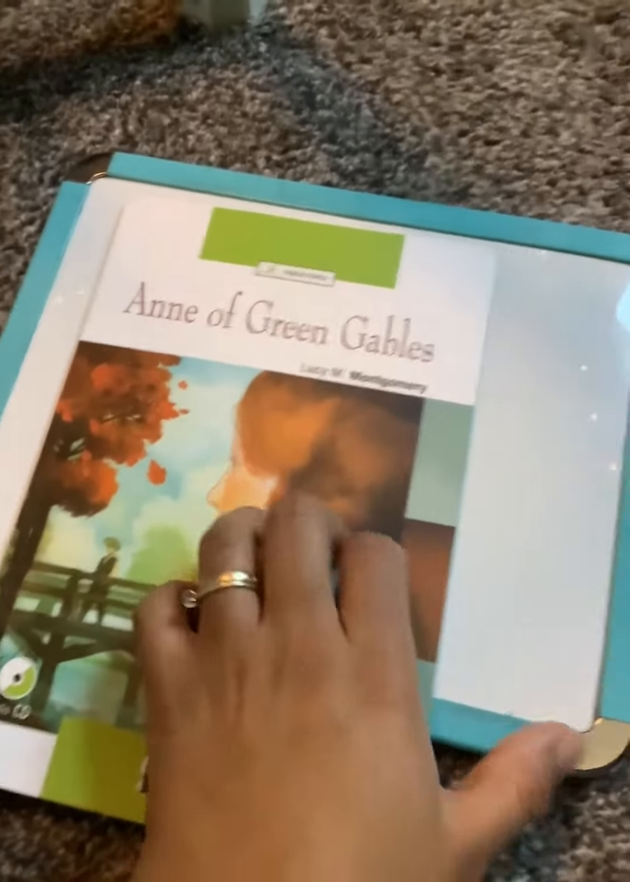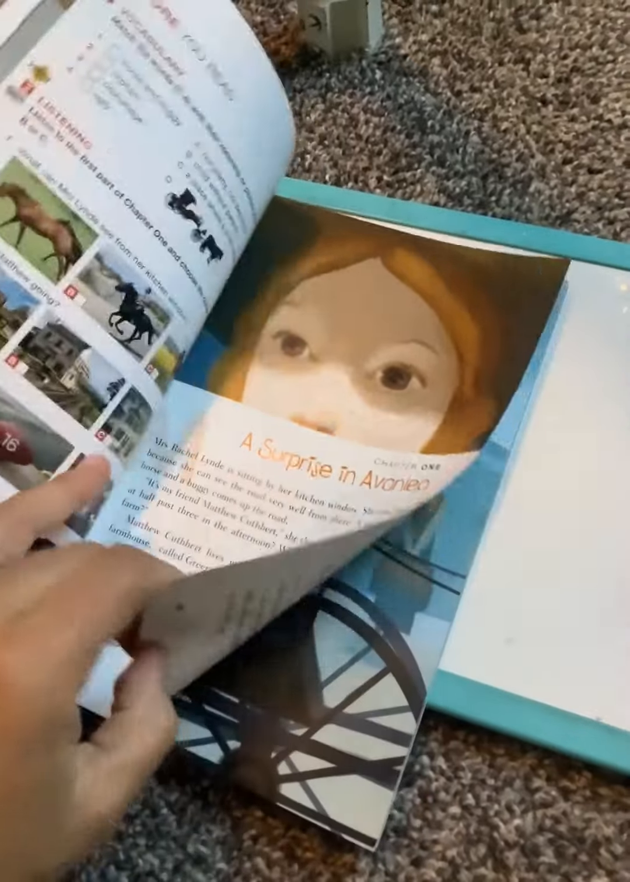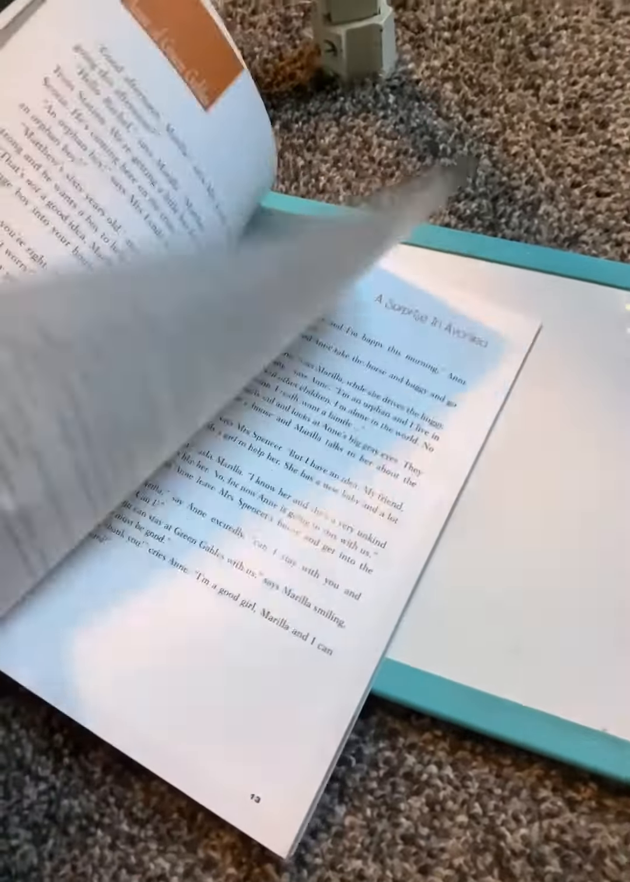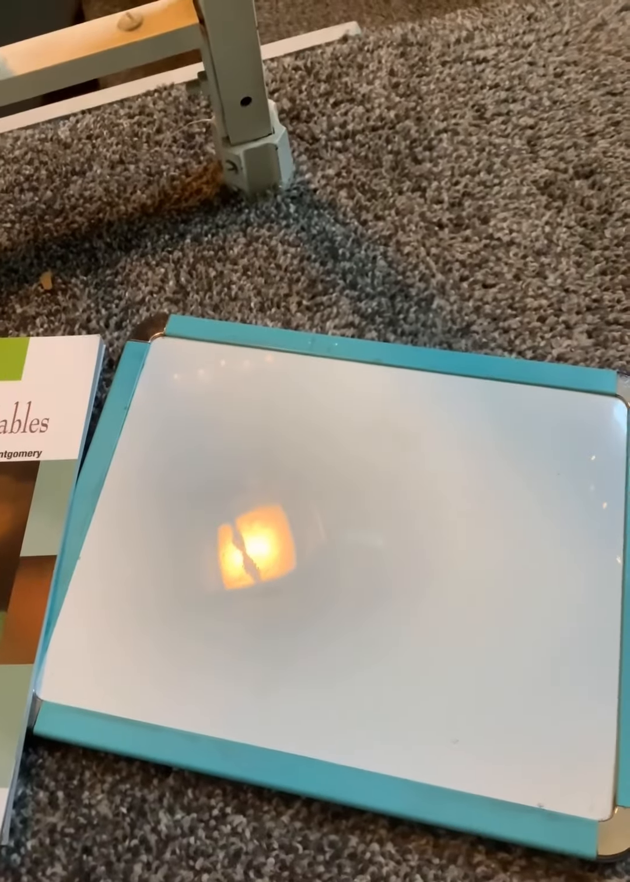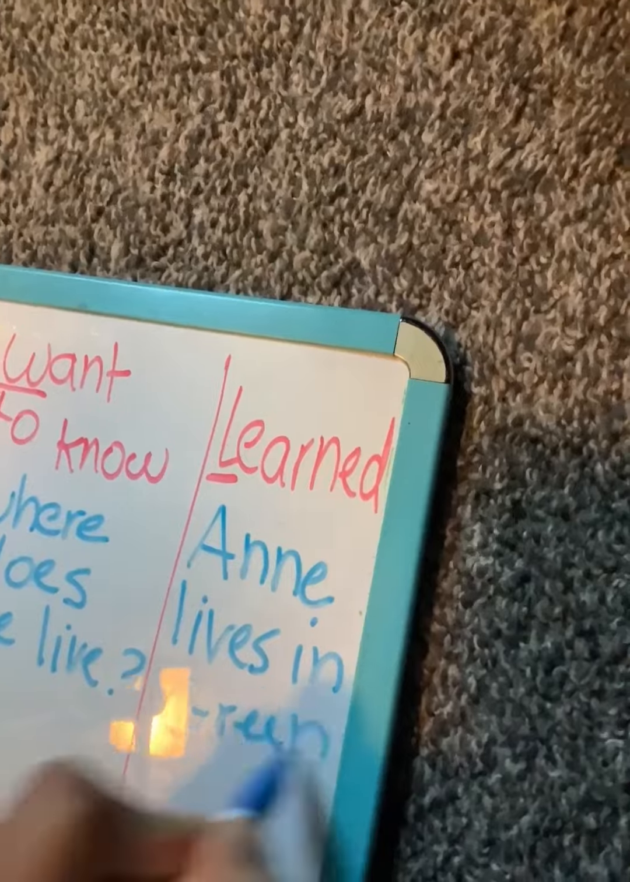Now it's time to read the book. We're going to read chapter 1. So after students read chapter 1, they're going to answer these comprehension questions. Finally, they're going to write down what they learned. All right, so they learned that Anne lives in Green Gables.